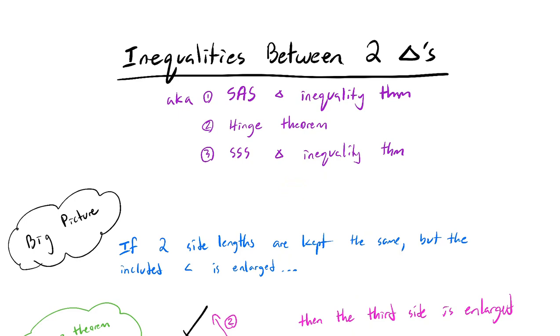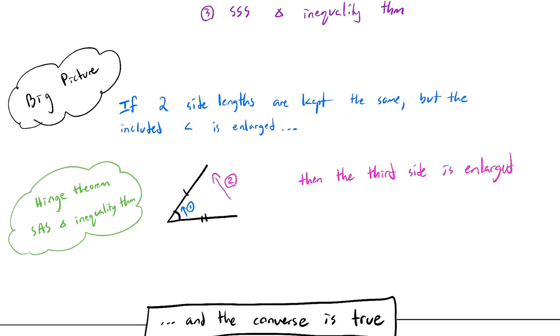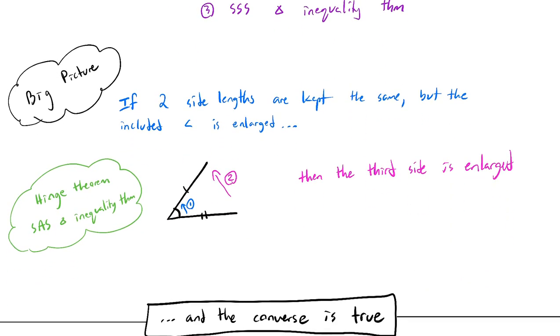Okay, so now we got inequalities between two triangles. This is the way, rather than just algebraically tying together inequalities, we can actually compare angles and sides in one triangle with angles and sides in another. And it's based on one simple idea, the hinge in a door. Okay, so the big picture is the hinge theorem, otherwise known as the side angle side inequality.